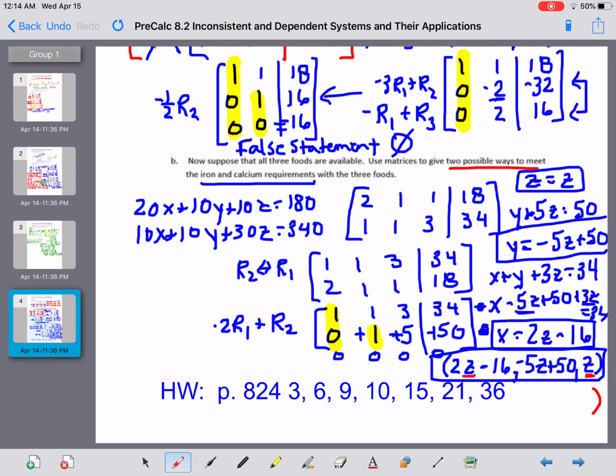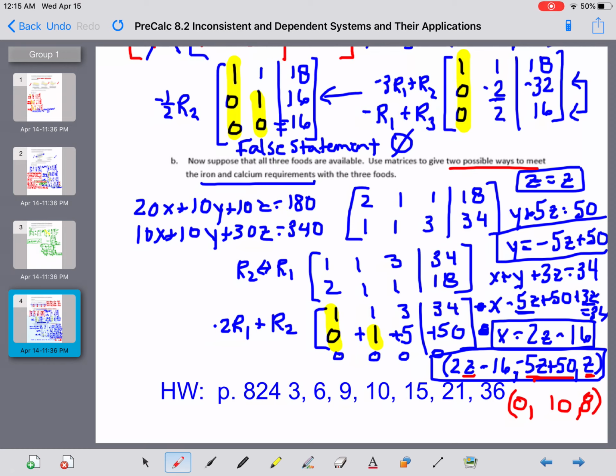2 times 8 is 16 minus 16 is 0 for my x. Over here on my y, negative 5 times 8 is negative 40, plus 50 gives me 10. So there's one possible combination, 0 of the food 1 with 10 of food 2 and 8 of food 3. You'll notice too that I'm going to be kind of limited. I can't go too big, because if I go too big, my y will become negative, and I can't have negative of anything. So I've got to keep it close.